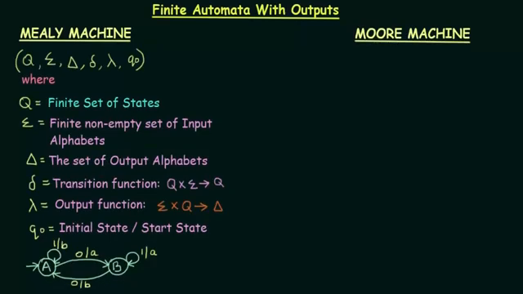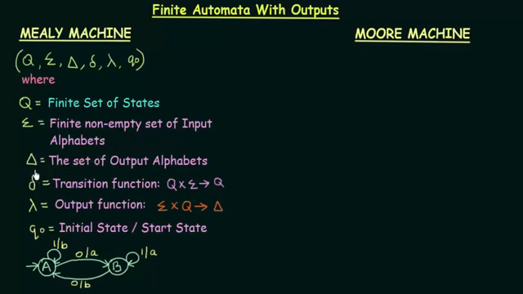So here we have the Mealy machine. A Mealy machine is defined using 6 tuples: Q, sigma, delta, del, lambda and Q naught. Let's see what these tuples mean. Q is the finite set of states. This is the same as our DFA, where Q is the set of states. And sigma is the finite non-empty set of input alphabets. This is also the same as before.